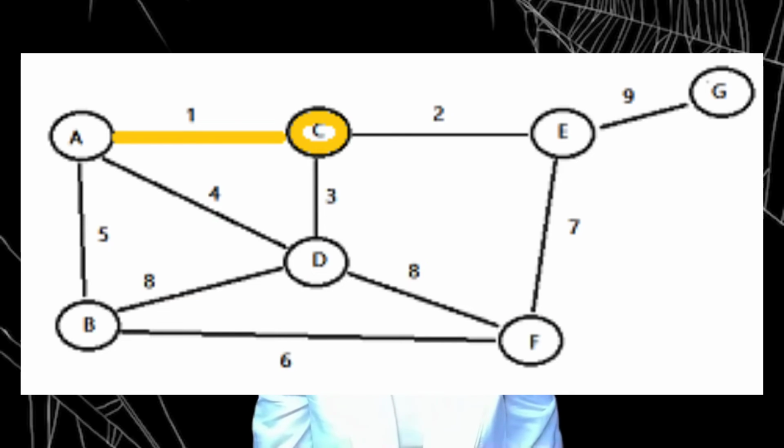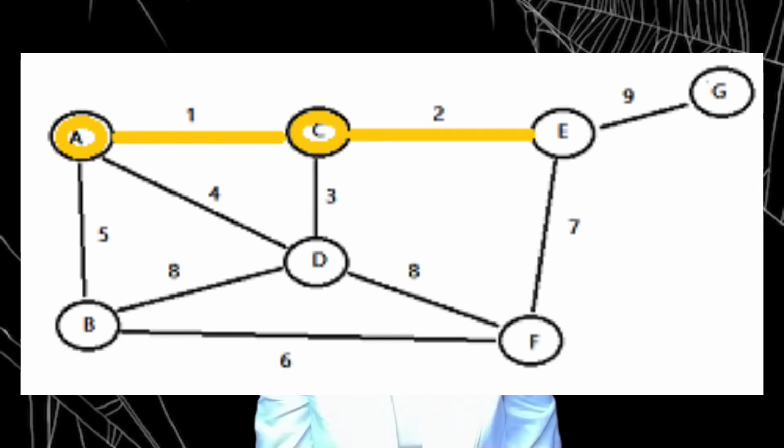For this example, node C has 3 edges with weight 1, 2, and 3. Highlight the edge with the lowest weight. For this example, that is 1. Step 3 is highlight the node you just reached. In this example, that is node A. Step 4 is look at all nodes highlighted so far. In this example, that's A and C.